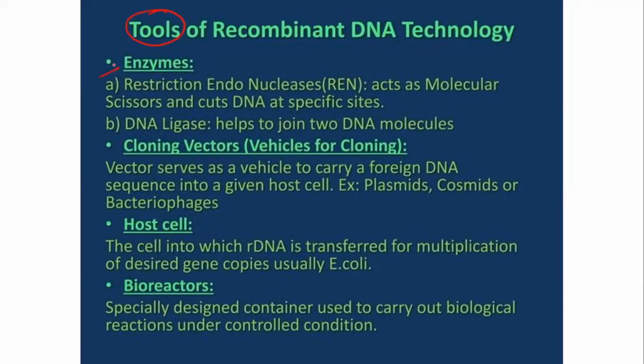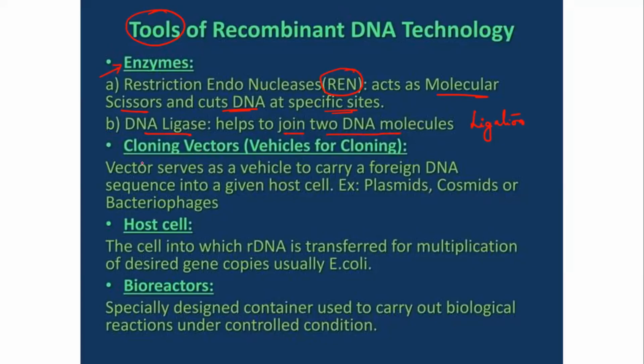First is enzymes. As these are chemical reactions, we need enzymes for this reaction. And the main enzyme required is, as we discussed, the molecular scissors. What is it? Restriction endonucleases. And it cuts the DNA at specific sites. We have already discussed it. Second enzyme is DNA ligase. And this can be connected to the term ligation. That means joining. Okay, it helps to join two DNA molecules.